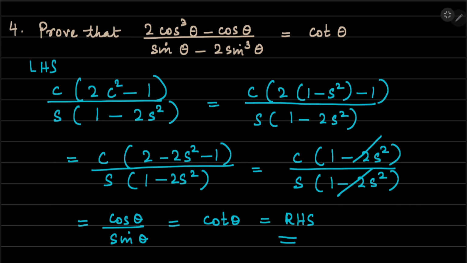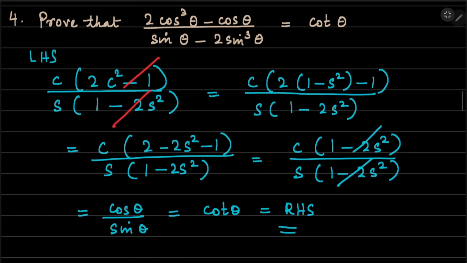You can do it either way. The minute you take your cos and sine common out, cos by sine is cot, and you have to cancel these terms. Here we have converted cos square into 1 minus sine square. Otherwise, you can keep the numerator as such and convert sine square into cos square, and even then it will get cancelled. So the minute these terms get cancelled, what you are left with is just cos by sine, which is nothing but cot, which is your RHS.